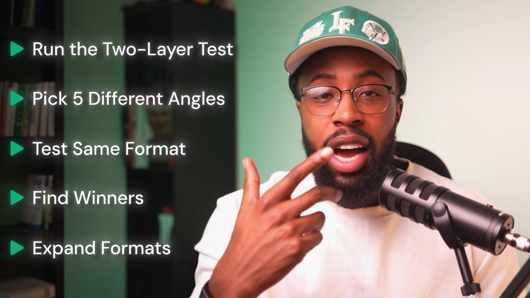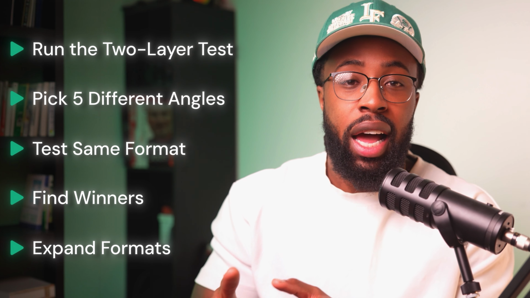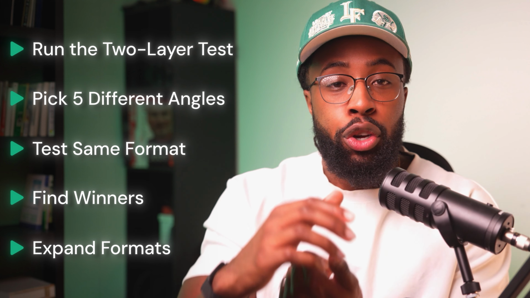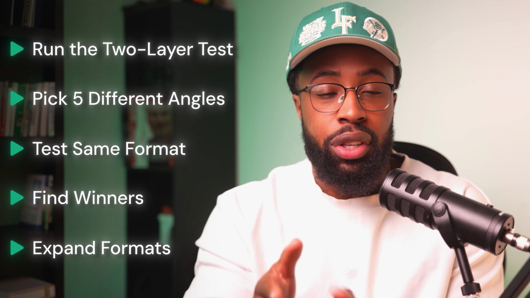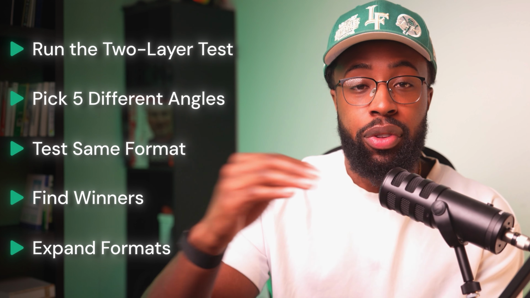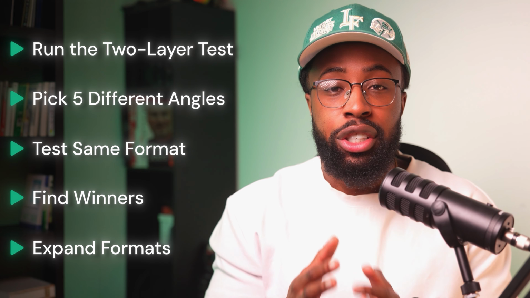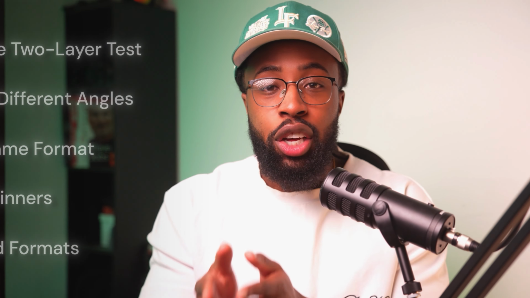Now step 5, expand into formats. Take your winning angle and build it into 5 different formats. UGC version, demo version, founder story version, meme version, educational version. Now you're testing packaging on top of the proven idea. And that is where your creative budget should be going. Not at step 2.